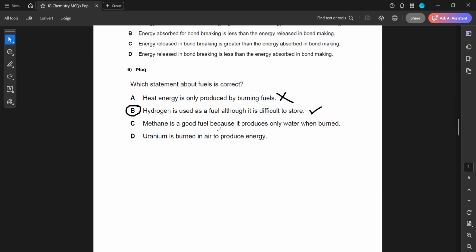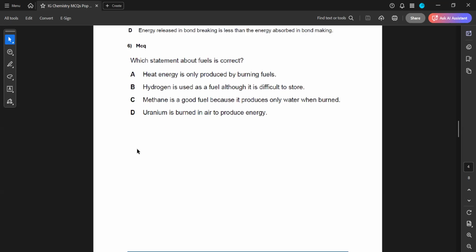And methane is a good fuel because it produces only water. That's wrong because methane is a hydrocarbon. When we burn a hydrocarbon, it produces carbon dioxide and water. So that's wrong. And uranium is burned? Uranium is not a normal fuel. It is a nuclear fuel, and we don't burn nuclear fuel. How it is done is we carry out nuclear fission, breaking down the heavy nucleus into lighter ones, and releases the energy.